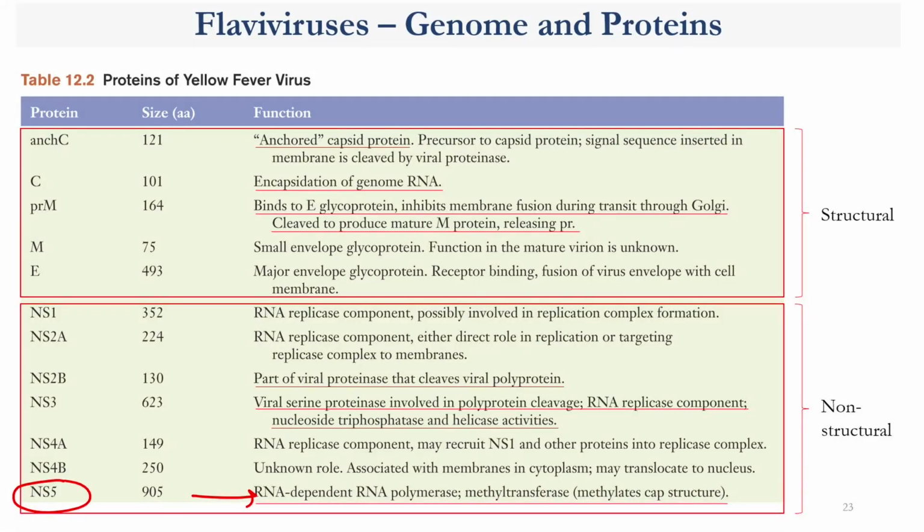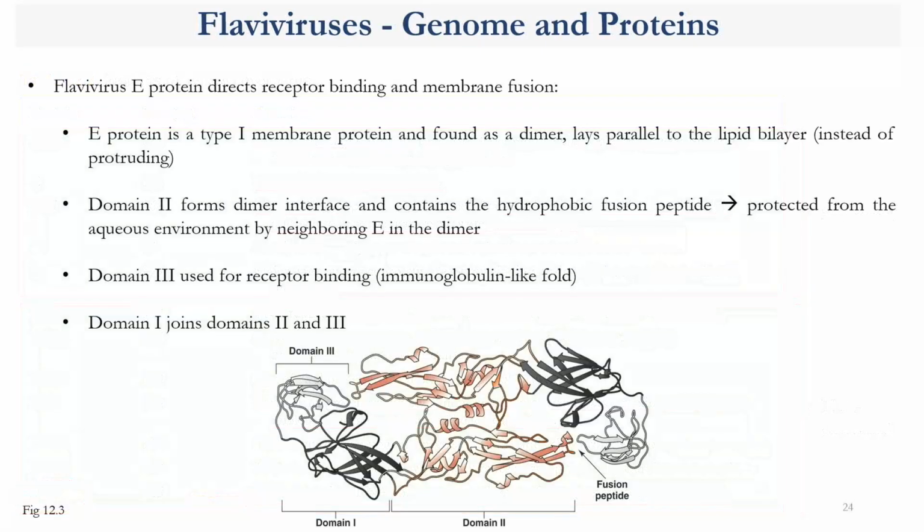Now let's have a look and see how these proteins are organized, and then we'll continue from there. First thing is, your E protein will direct how this virion binds to the receptors and how it fuses with the membrane. It's a type 1 membrane protein, and normally it's found as a dimer, okay? And that's important, and I'll explain that in a minute. Now, this protein will lay parallel to the lipid bilayer of the envelope instead of protruding, so as a result, you have a much smoother surface.